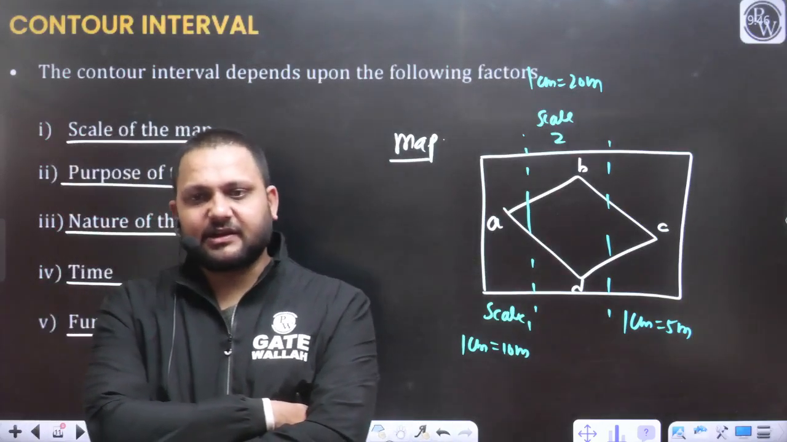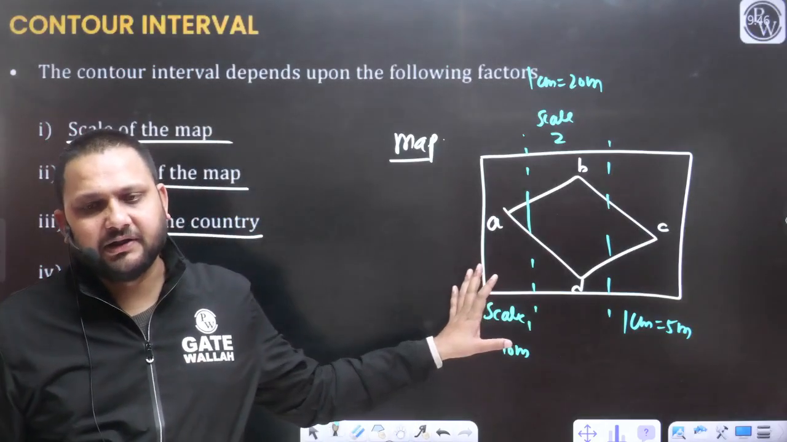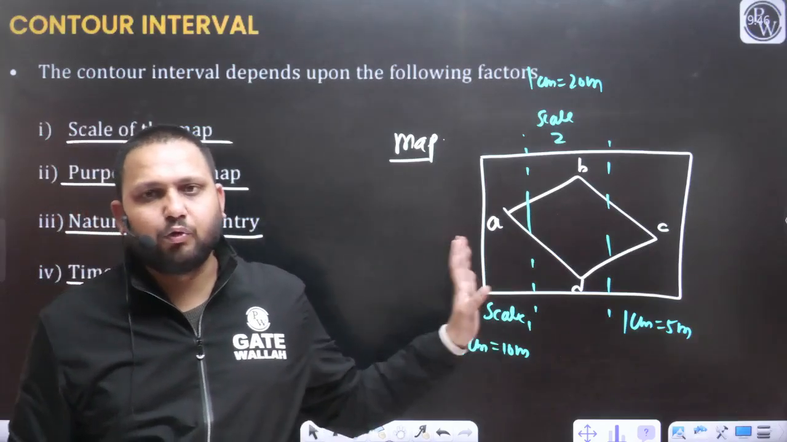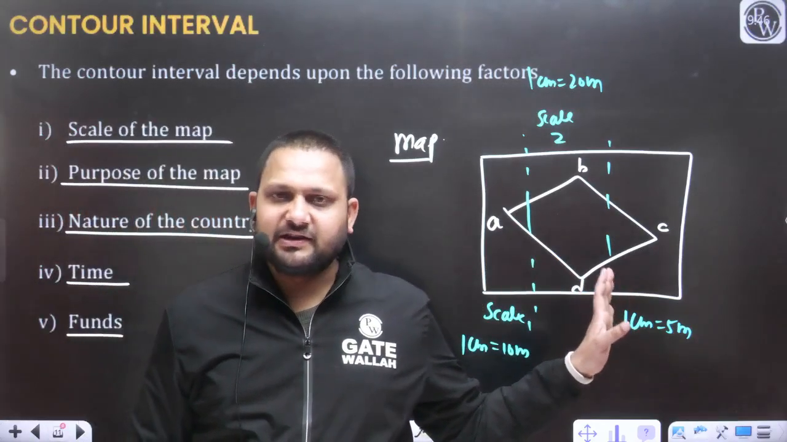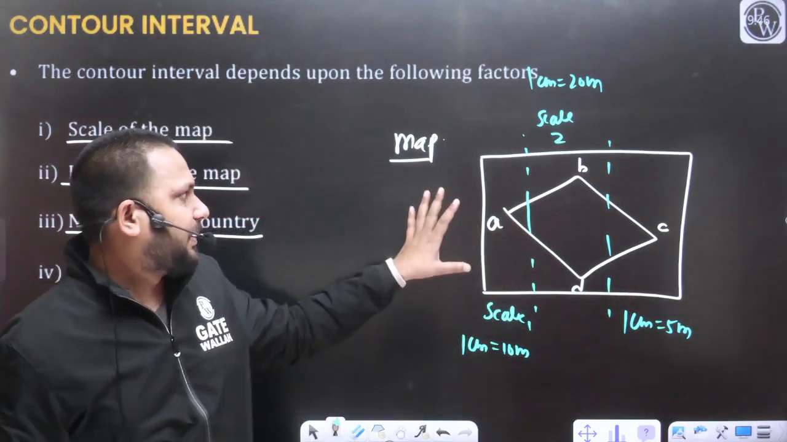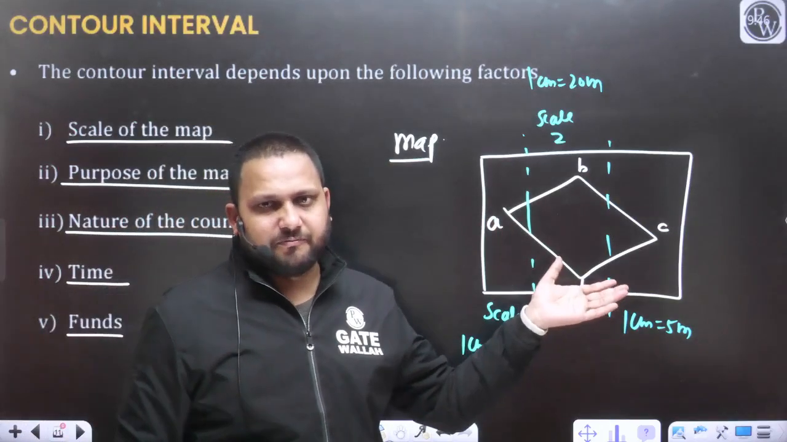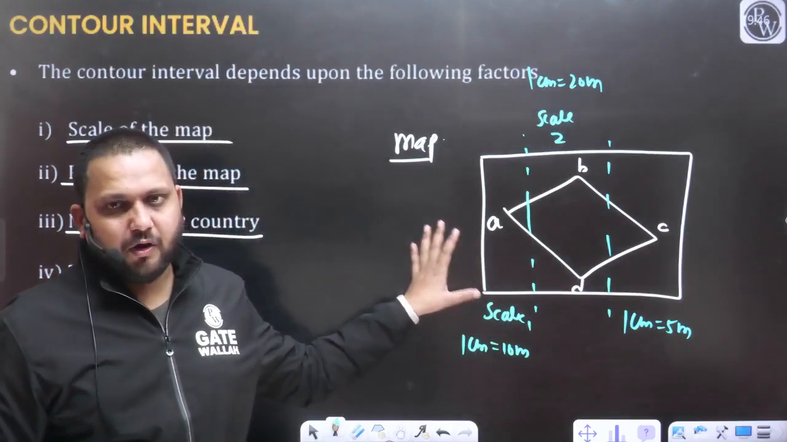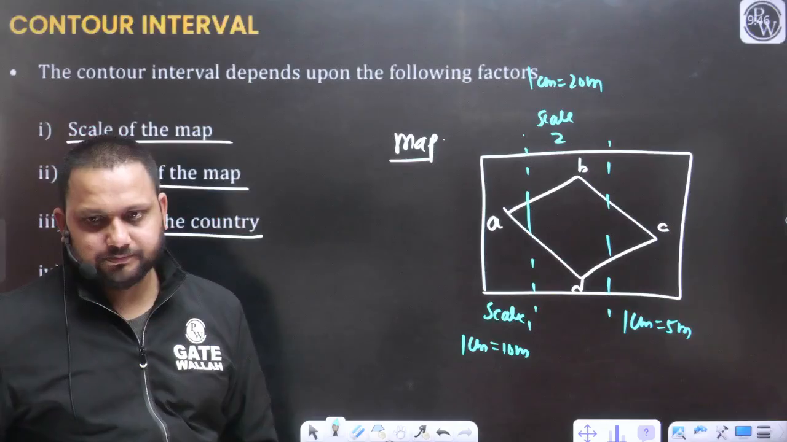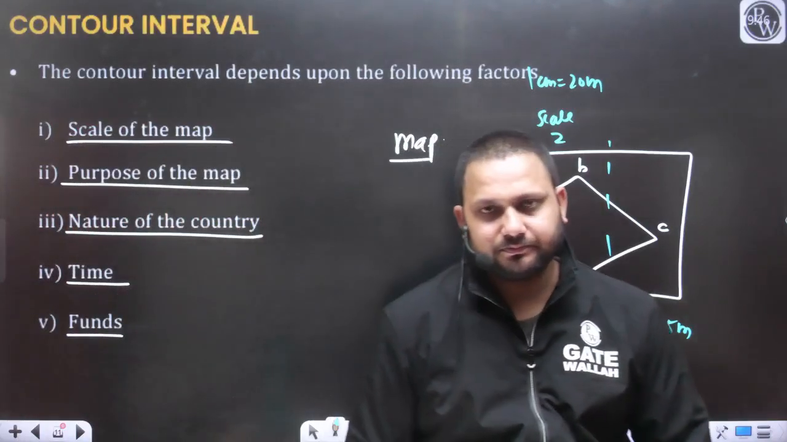If we change the contour interval, how will the scale change? This is a separate example, dear. I'm not talking about the contour map. Please listen carefully, dear. I've already mentioned, let's take an example that we have already discussed. I will relate this example to the contour map, but as of now, I am talking about a simple map.